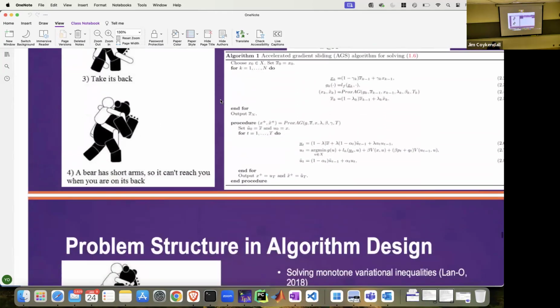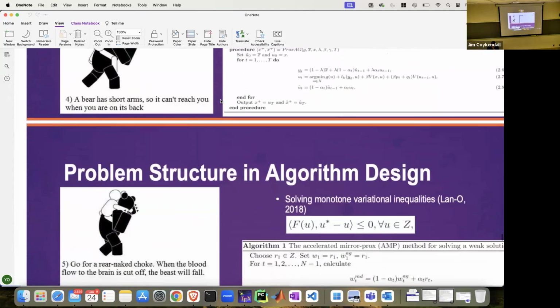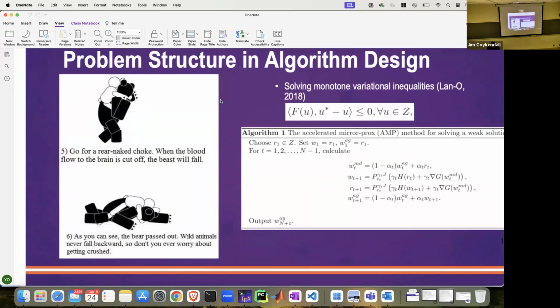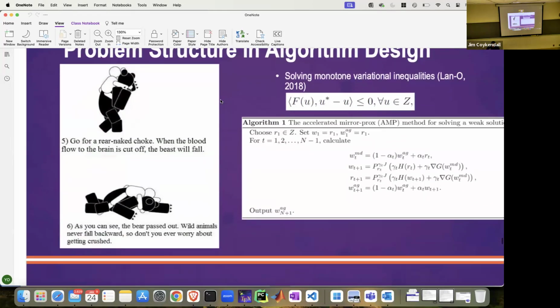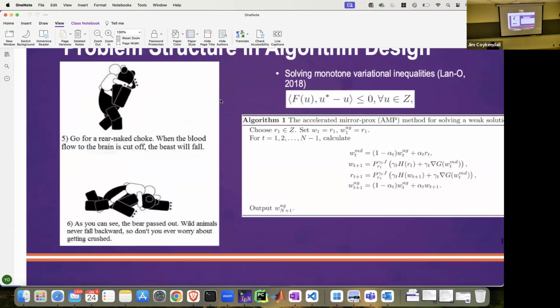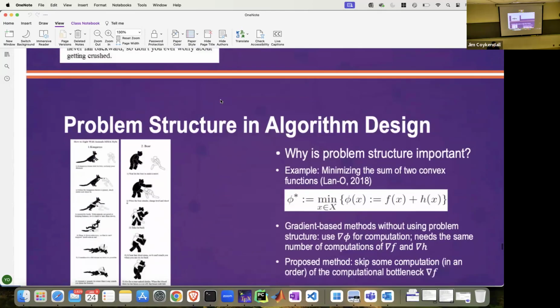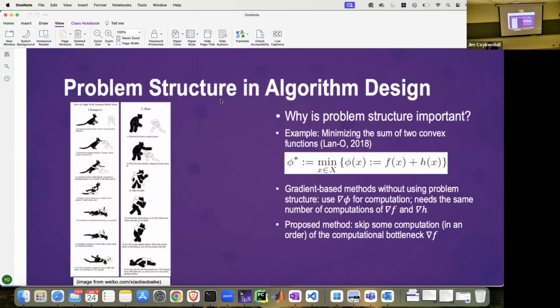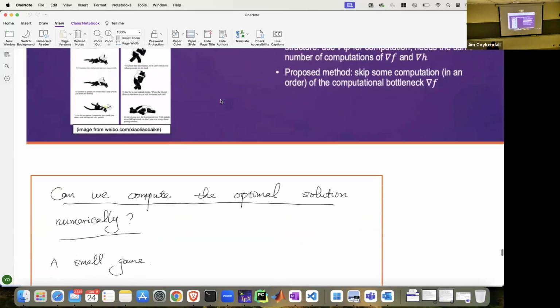For a bear, you probably want to go for the back, because the bear has short arms. That's a structure you can take advantage of to help you design your algorithm, and go for a choke and solve the problem. So this is what I mean by you have to take care of the problem structure in order to solve the problem.